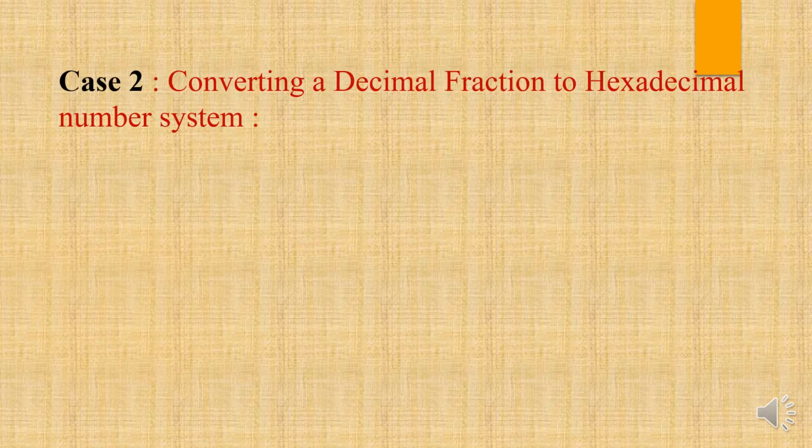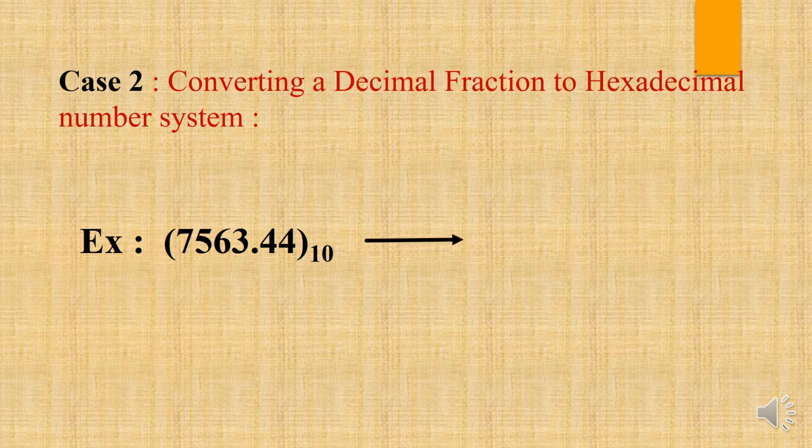Now come to the second case, which is converting a decimal fraction to the hexadecimal number system. For decimal numbers containing a fraction part, we will see how to solve those problems. And we have an example like 7563.44, a decimal fraction number, and we have to convert it into the equivalent hexadecimal number system.